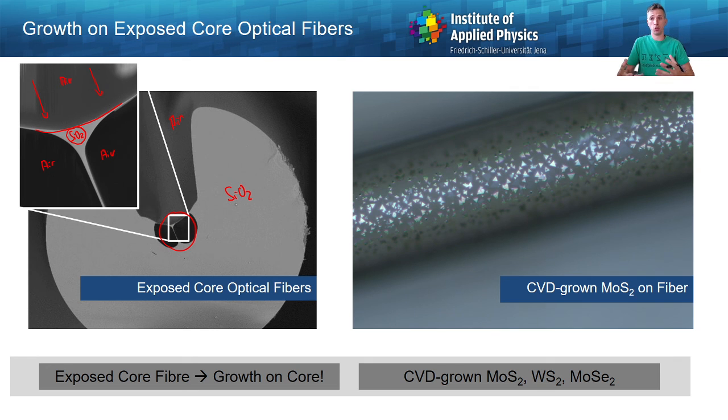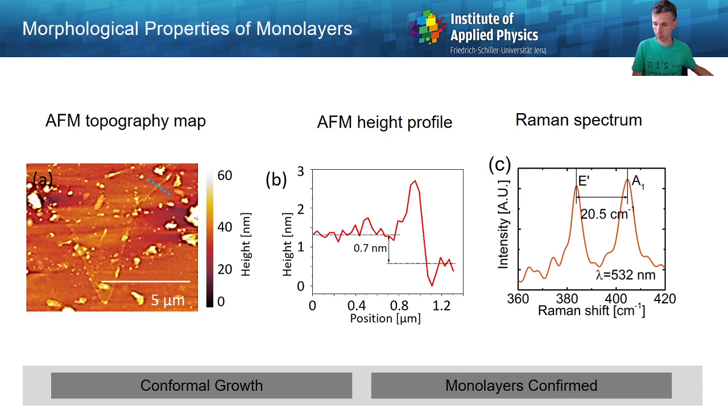Now the result of such a growth is shown on the right hand side here, and you see these nice monolayer crystals which are growing directly on the optical fiber. So this is an ordinary microscope image of such a fiber.